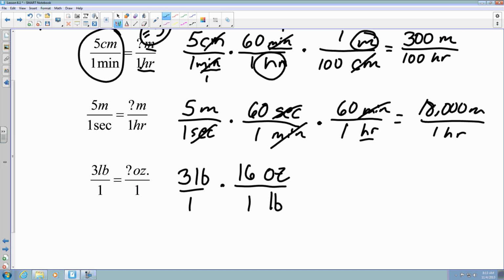If you do not know some of these conversions, like minutes to seconds, days to hours, months to weeks, etc., look them up. Type in pounds to ounces on some of the search engines, and you should be able to figure out what the conversion is. So from here, this cancels out and this cancels out. And I've now got ounces, so now I just multiply them across. So this becomes 48 ounces per 1. And so the question mark would be 48.